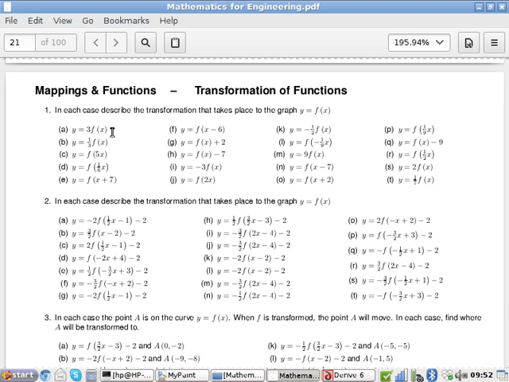I'll give someone else a chance to go first, because it was mean of me to pick you first. Go ahead. Yeah, and simplify the English. Simply put what's happening to the graph.